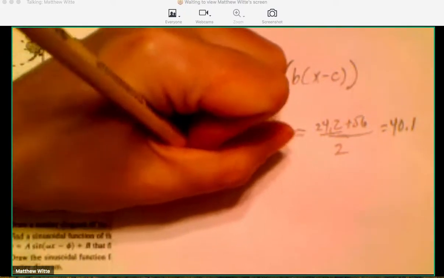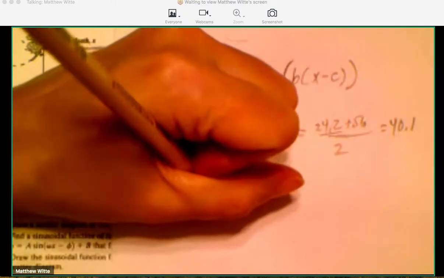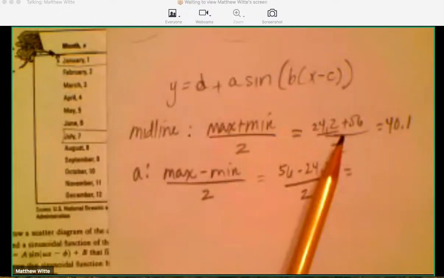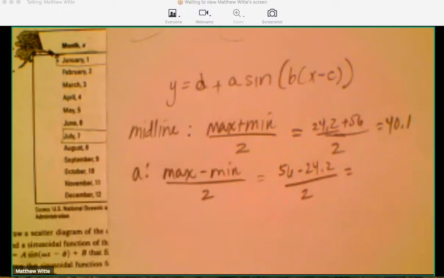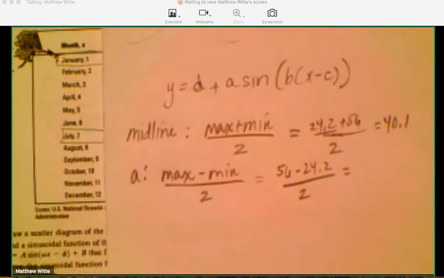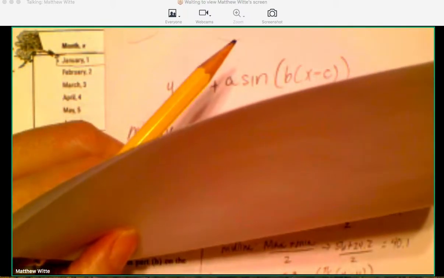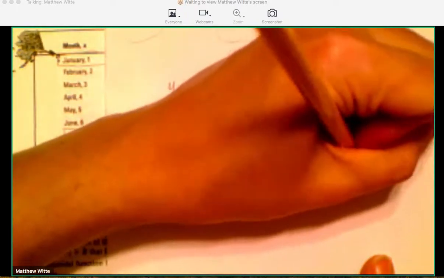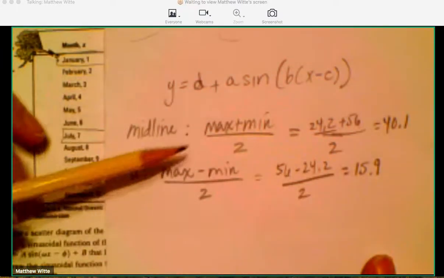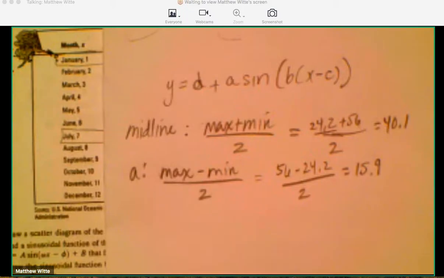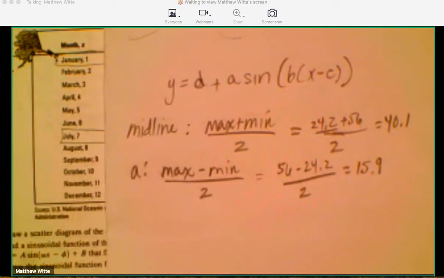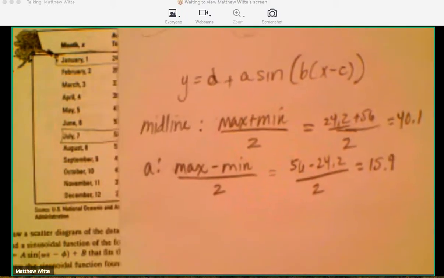Your amplitude can actually be found by taking your max minus your min divided by 2. So that's what we're going to do. Your max minus your min divided by 2. And I'm sorry, above, I didn't actually put the max plus the min. I wrote it out of order. So your amplitude will be 15.9. And I think I had these two items on the board for a while. So that's your amplitude.